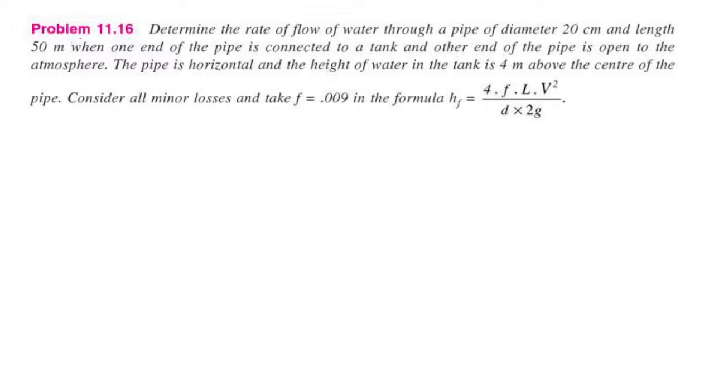Alright, now coming to this problem: determine the rate of flow. When it says determine the rate of flow, it means Q. Water, that means the density is equal to 1000 kg per meter cube, flowing through a pipe of diameter, they have given one diameter which is 20 centimeter, length they have given is L.